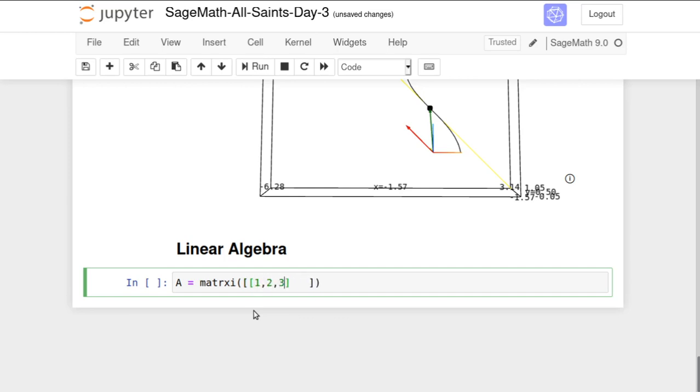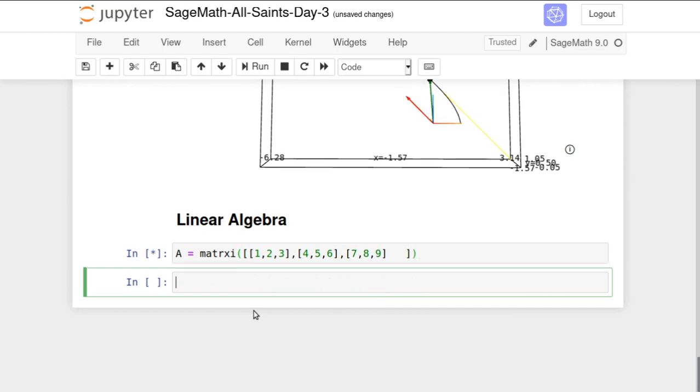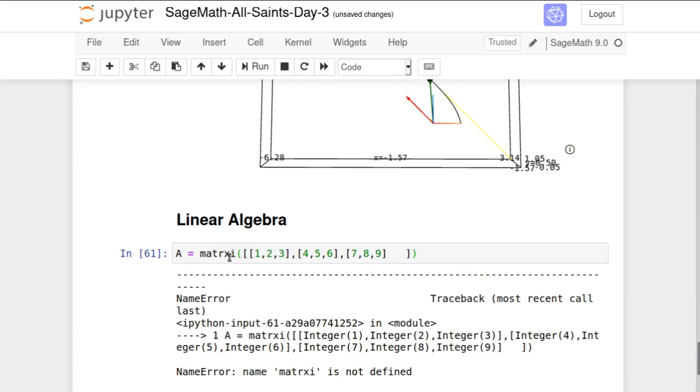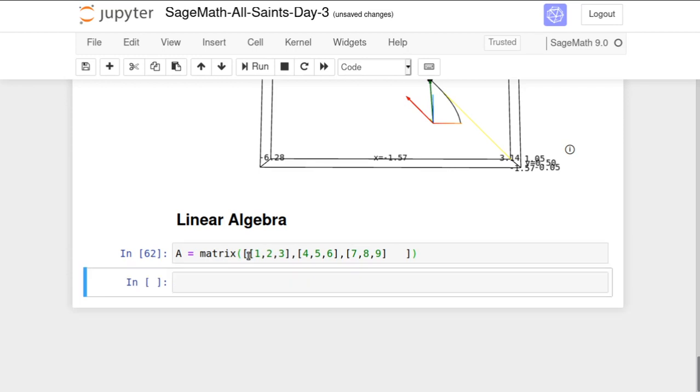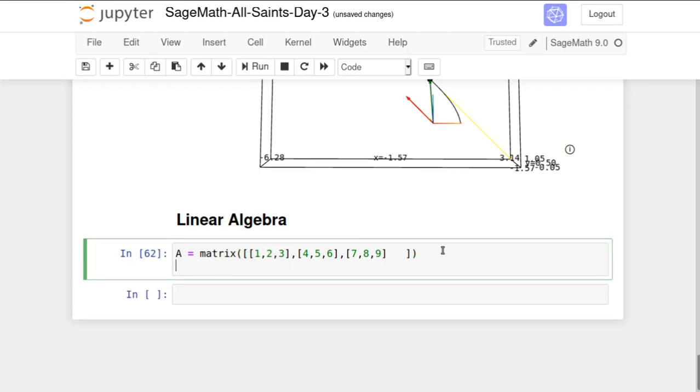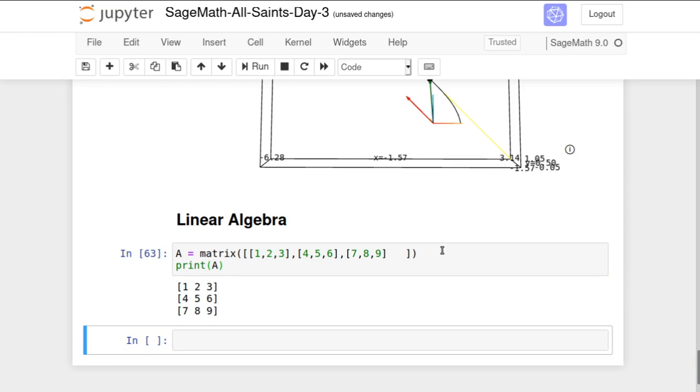1, 2, 3. This is one row. 4, 5, 6. This is another row. 7, 8, 9. This is another row. Matrix. And if we ask Sage to print it, print A, we will get it in the matrix form: 1, 2, 3, 4, 5, 6, 7, 8, 9.